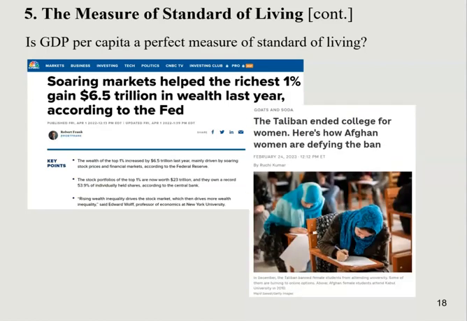The second one here is again another headline earlier this year. It says the Taliban ended the college for women in Afghanistan. So this one tells us that for a given GDP per capita, there could be a variation in the right for education, or gender inequality, that is going to be left out when we just look at the GDP per capita.